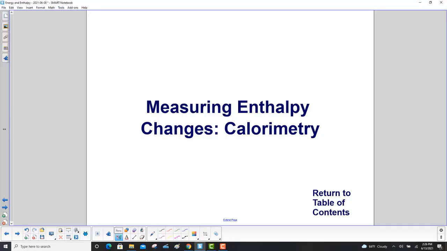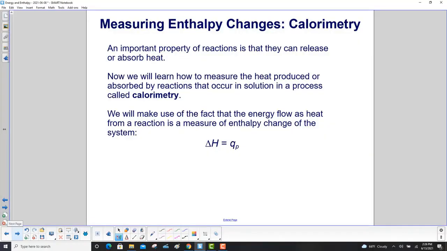Measuring enthalpy changes, calorimetry. An important property of reactions is that they can release or absorb heat. We will learn how to measure the heat produced or absorbed by reactions that occur in solution in a process called calorimetry. We will make use of the fact that the energy flow as heat from a reaction is a measure of the enthalpy change of the system.